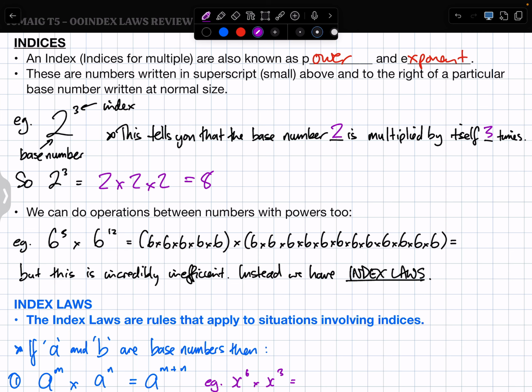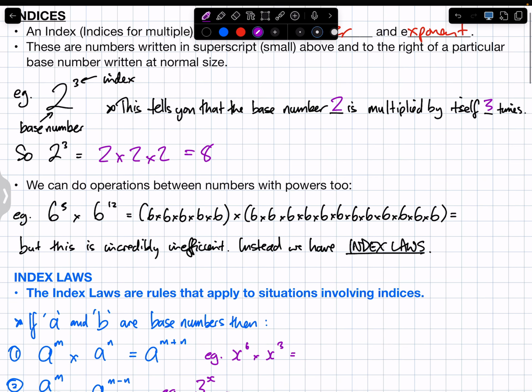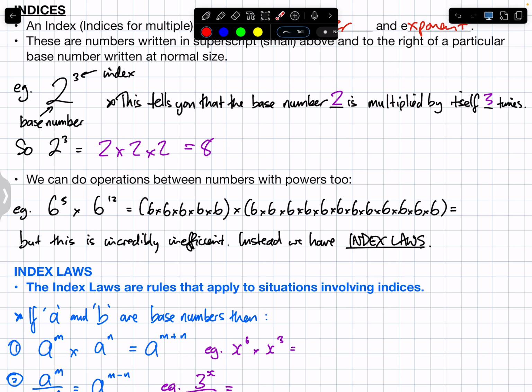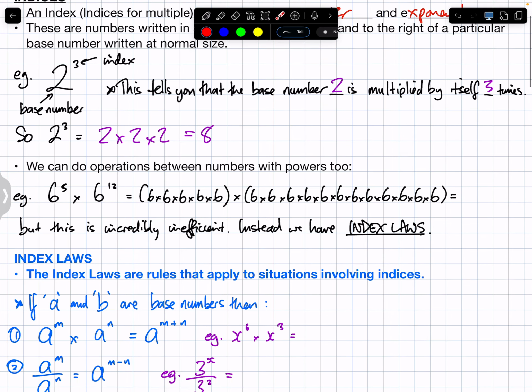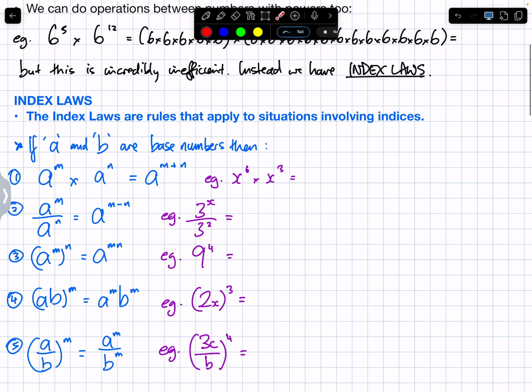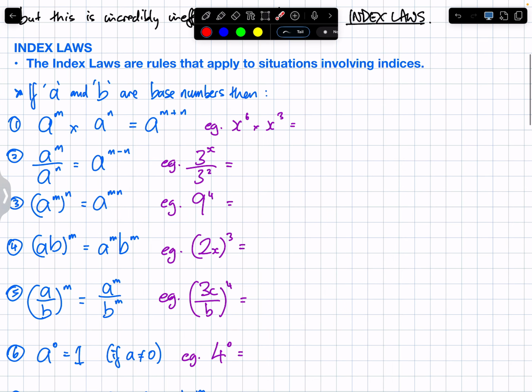We can do operations between numbers with powers too. You can see this situation: 6 to the 5 times by 6 to the 12 is ridiculous. I don't want you to waste time writing all of that and accidentally miss a 6 and stuff it up anyway, okay? Do you agree that that's incredibly inefficient to write all that? Instead, we have index laws. So this is where your notes should start. I hope that a lot of this is revision, but I know the bottom won't be, which is on reciprocals.